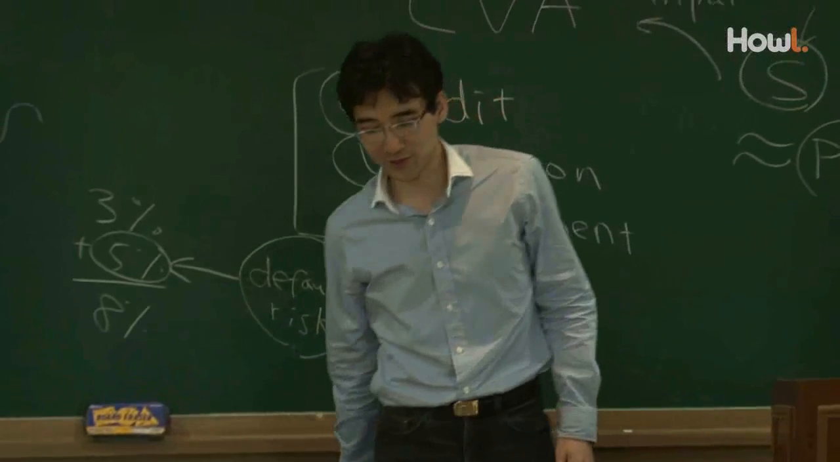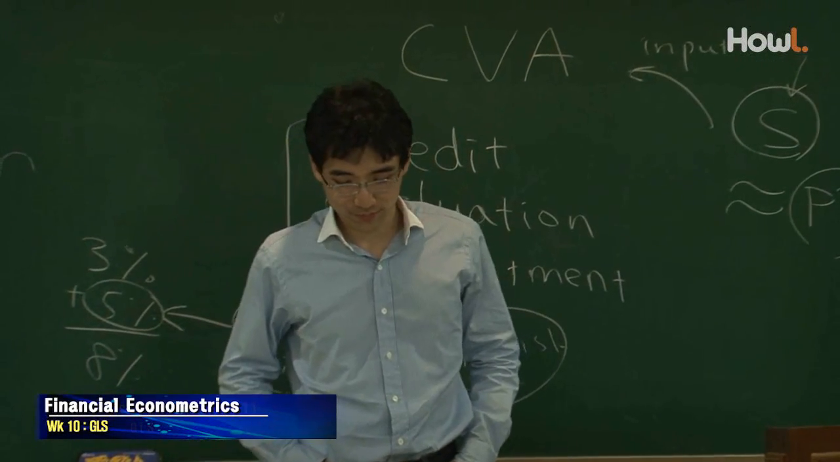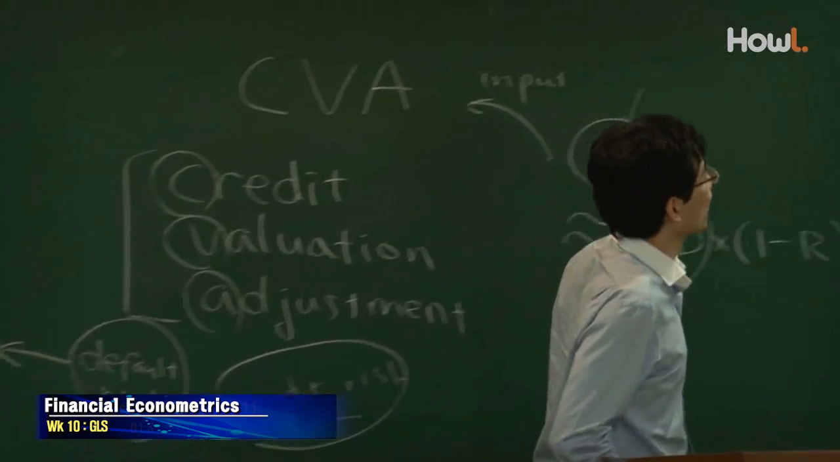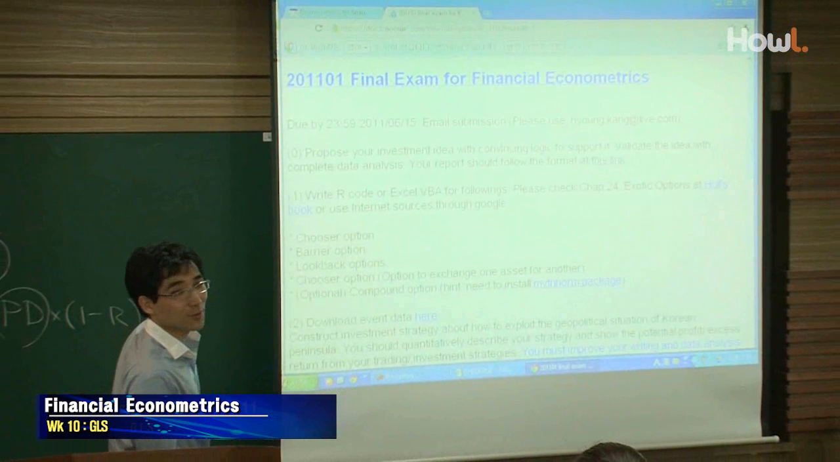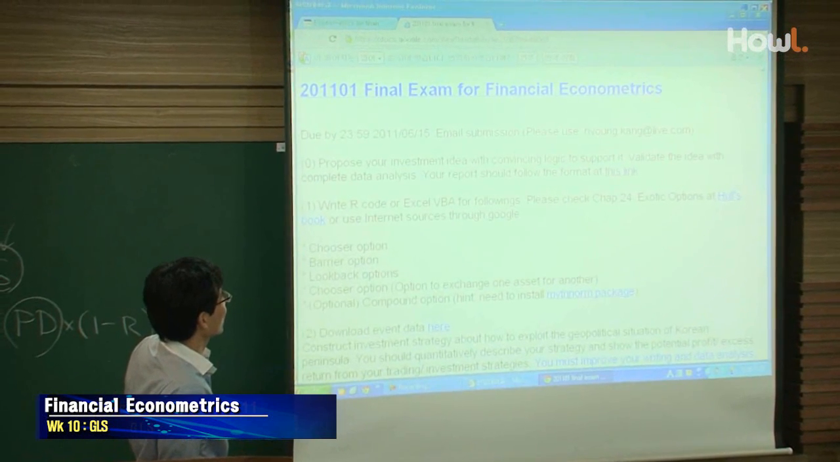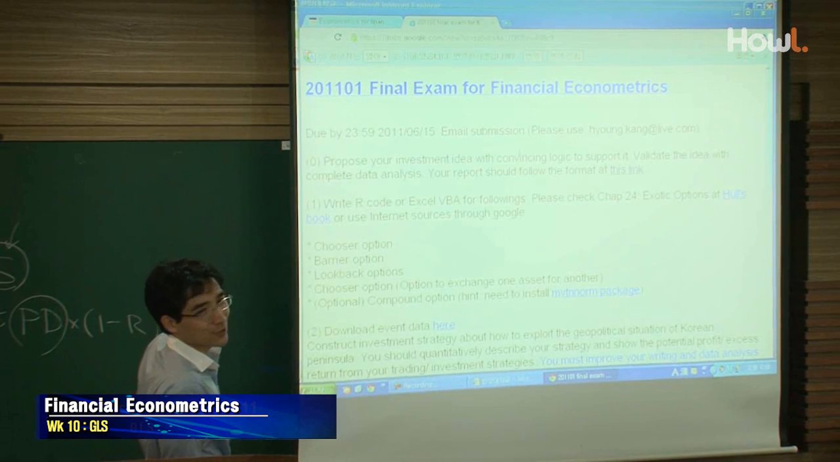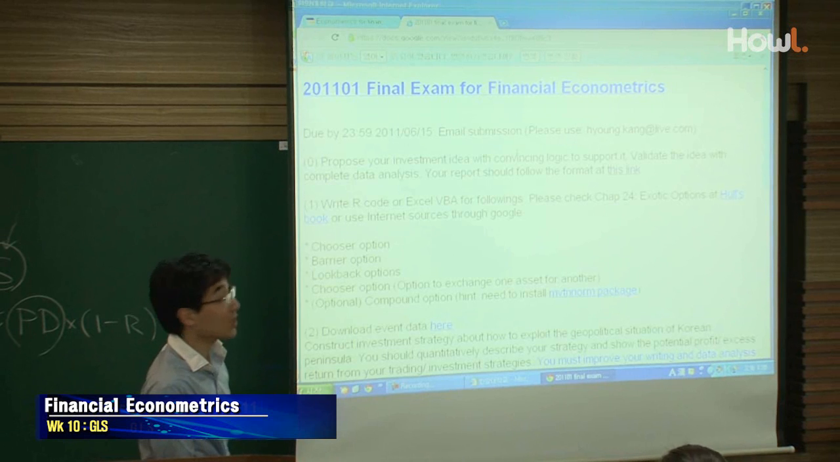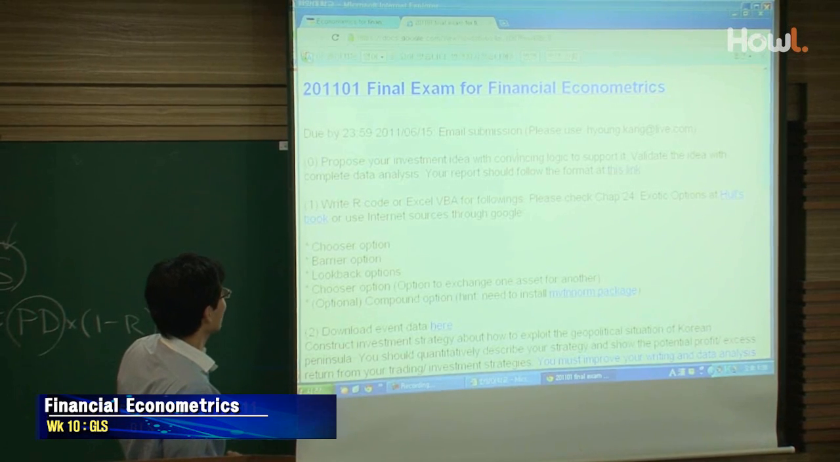The actual final exam is going to be like a midterm exam. First one, the default question is about your investment idea. So propose your investment idea with convincing logic to support it, and then validate the idea with complete data analysis. In the midterm exam, it was preliminary data analysis, but now you have to do complete data analysis.